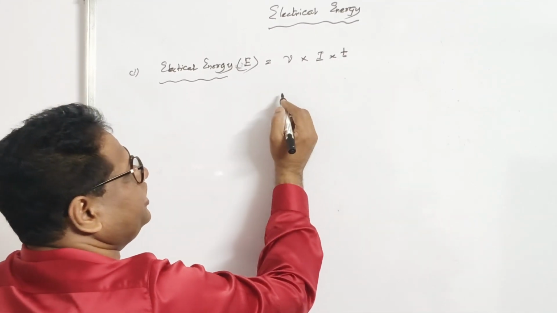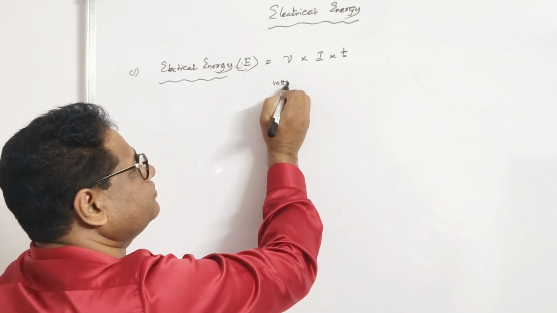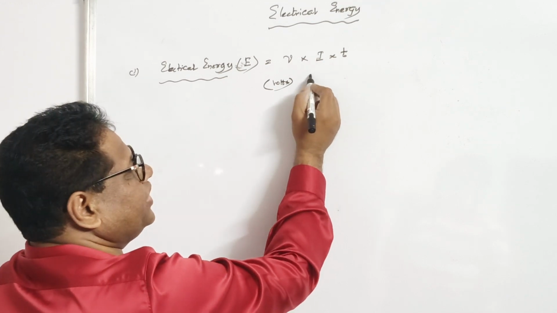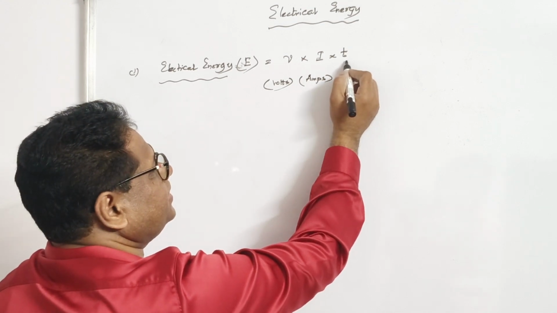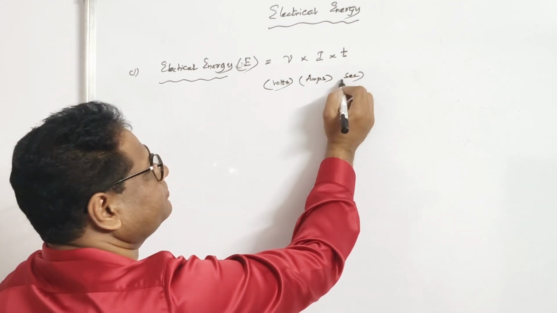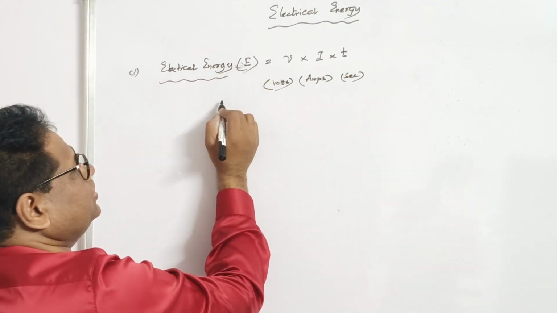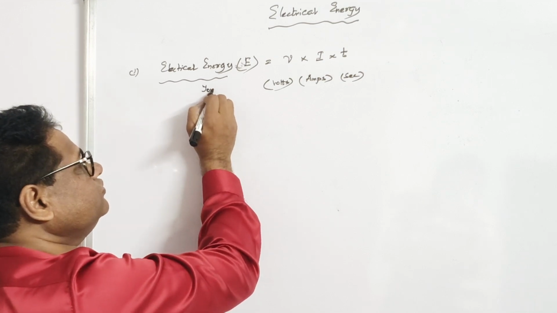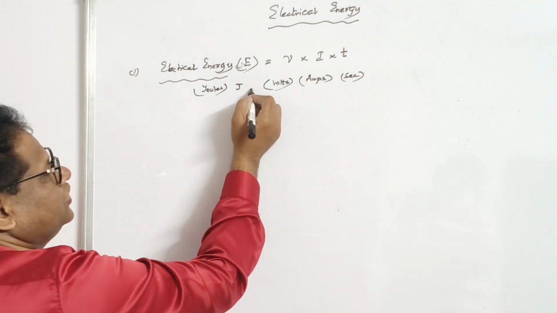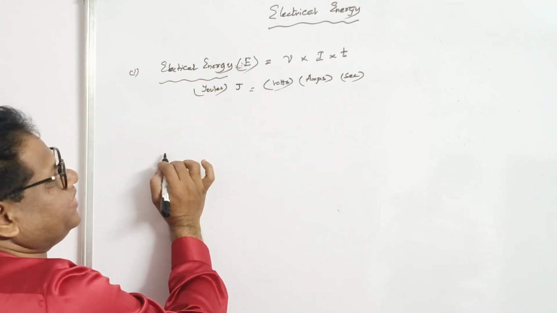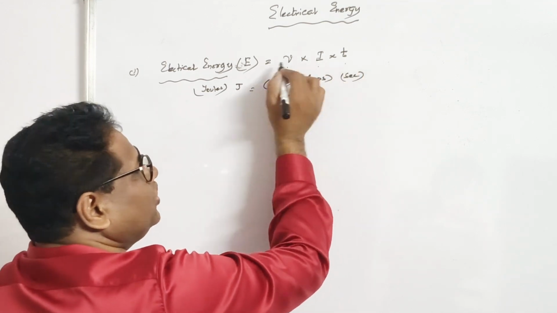Okay. Here V means the potential difference, that is expressed in volts. I is the amount of current expressed in amps or ampere, and T is the time in seconds. Okay. So if everything is written as it is, then this energy comes in joules, abbreviated as J. So our first expression is to calculate electric energy if the voltage, that is potential difference, current, and time, all three are given.